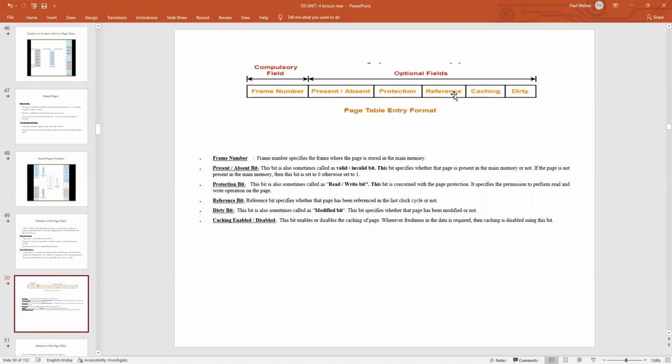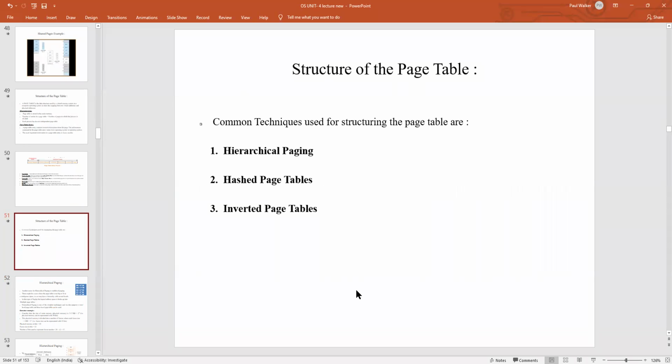Reference bit is nothing but whether the page has been referenced or indexed, with time given for the particular clock cycle. After that, caching is nothing but the bit being in an enabled or disabled format depending upon the freshness of our data. Dirty is the bit sometimes called a modified bit, whether the particular page has been modified or not. Moving to the next one, that is the structure of a page table.